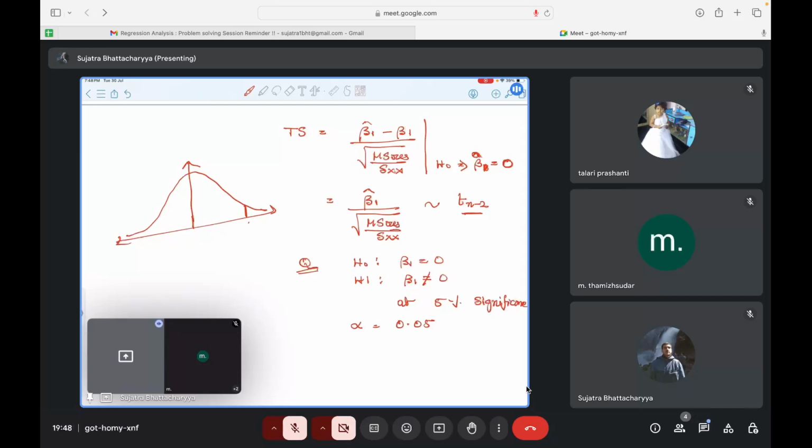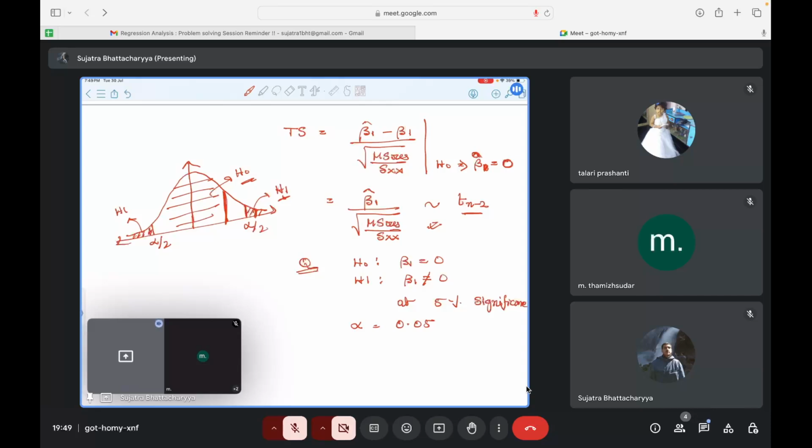So this point will be alpha by 2, and this will be alpha by 2. This is the area of the alternative hypothesis, and this is the area of the null hypothesis. So if your test statistic, after calculation, comes here, then you accept the null hypothesis and reject the alternative hypothesis. But if your test statistic comes here, then you accept H1 and reject H0. This is the main concept.